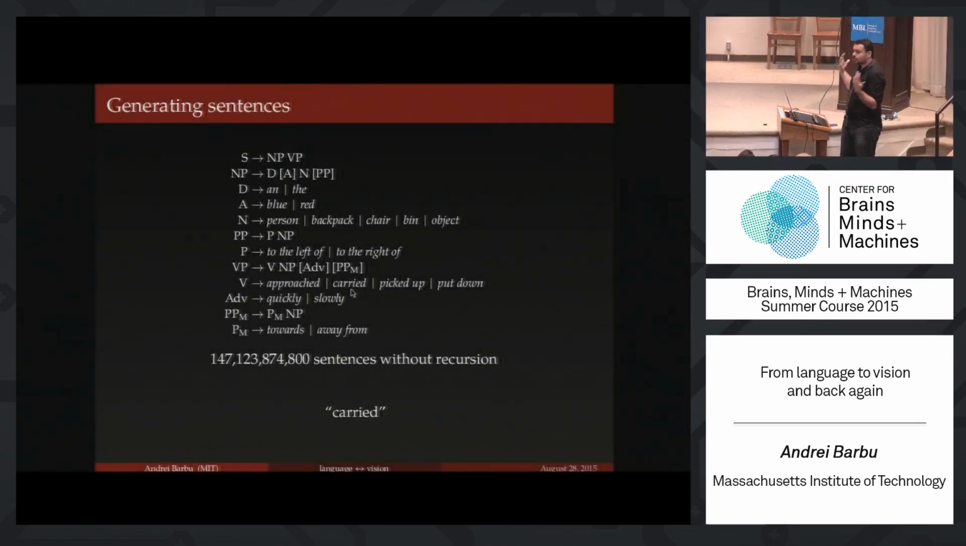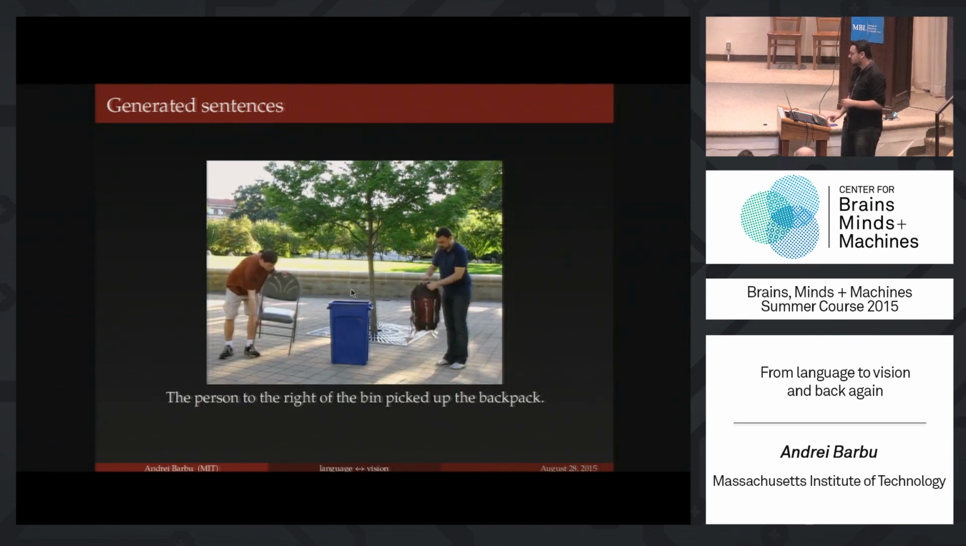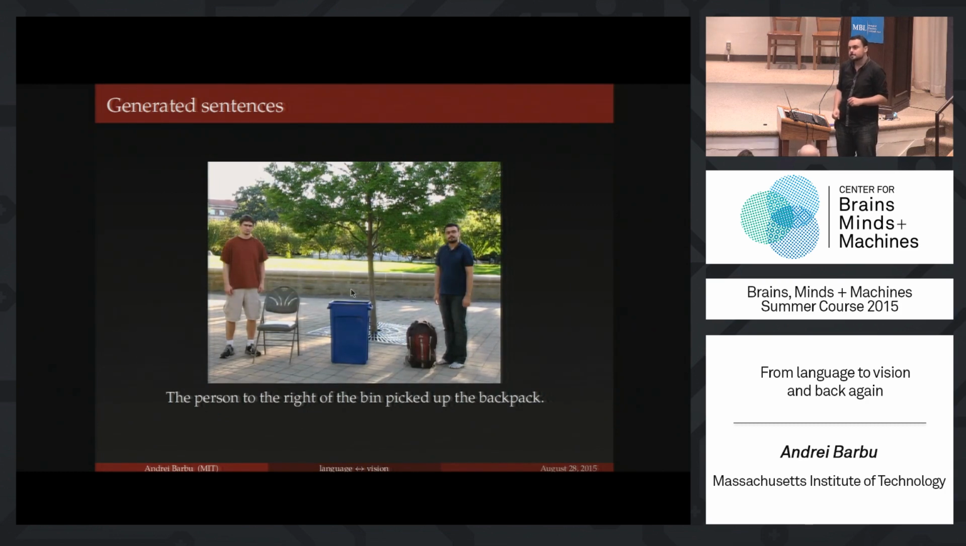So you can start off with an empty set. You can add a word. So for example, you can add "carried." You can look at all the ways that you can extend "carried" with another word or two. So you get a phrase like "the person carried." And you could keep adding words to it until you get to the global optimum. So given a video like this, where you see me doing something, you can produce a sentence like "the person to the right of the bin picked up the backpack." And that's pretty straightforward.